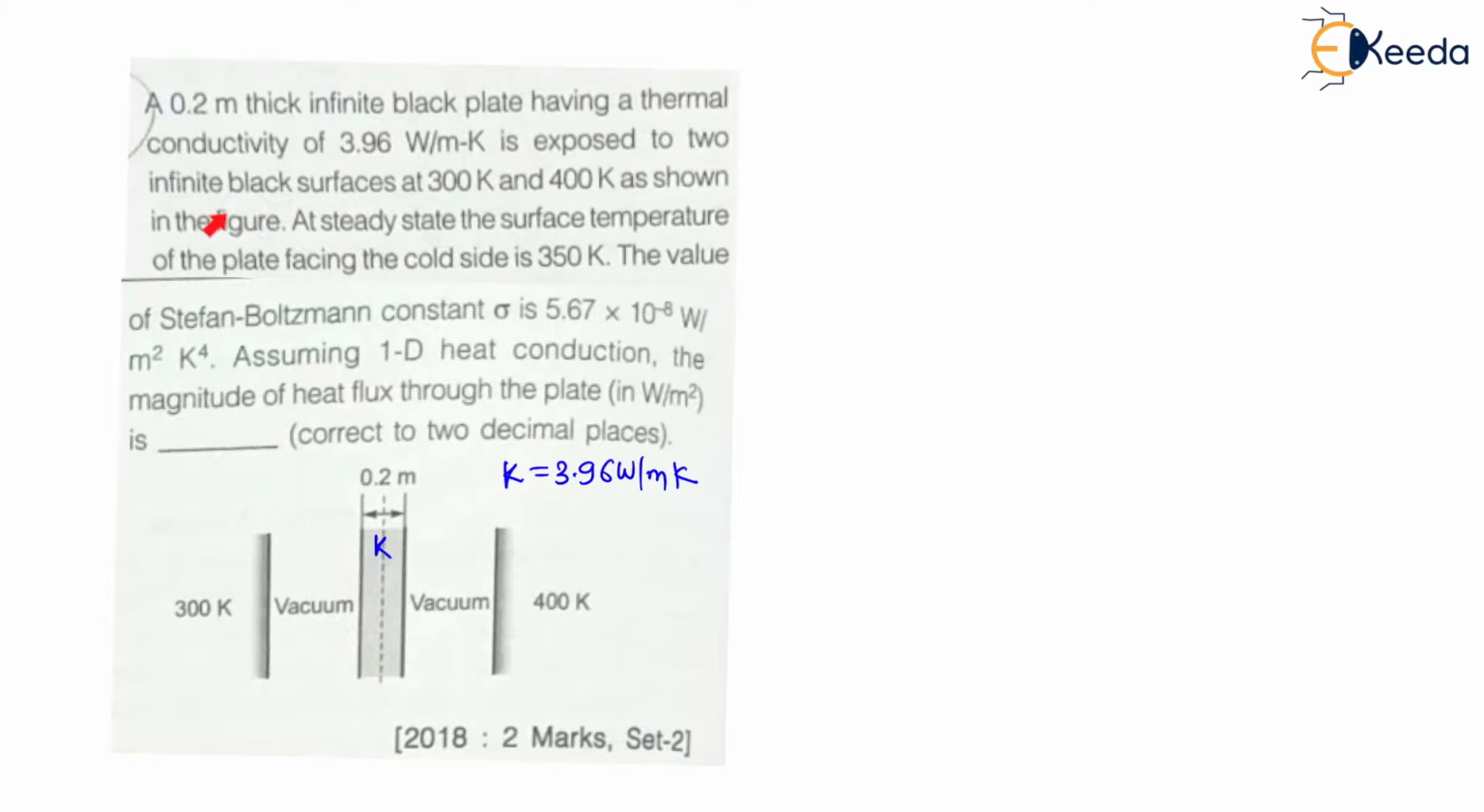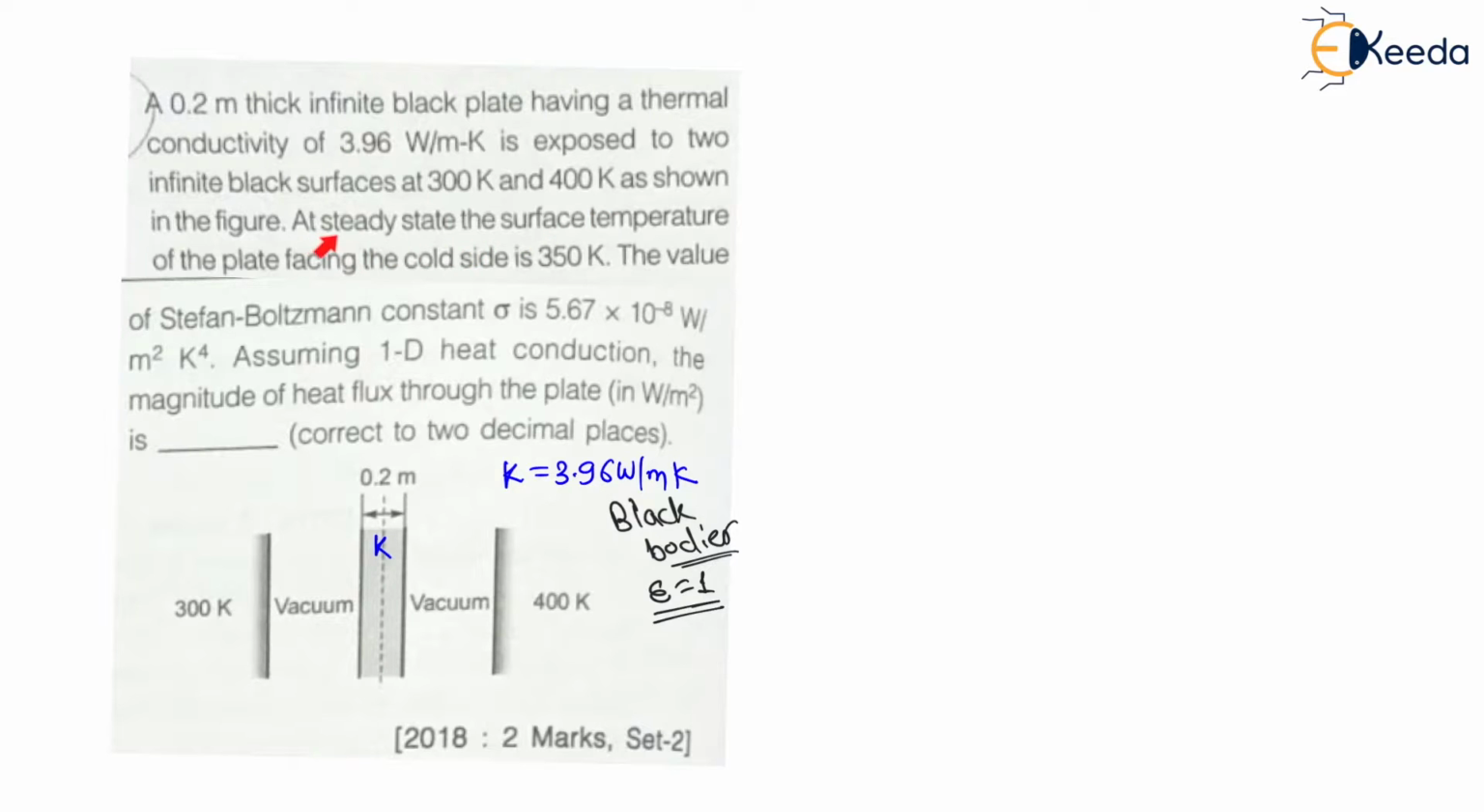Now, it is exposed to two infinite black surfaces at 300 Kelvin and 400 Kelvin. Now, this 400 Kelvin surface is an infinite black surface, and this 300 Kelvin also is an infinite black surface. Right? Means here all are black surfaces, we can say all are black bodies. This is very important. For black body, emissivity is always equal to 1. Means emissivity of each and every surface is equal to 1.